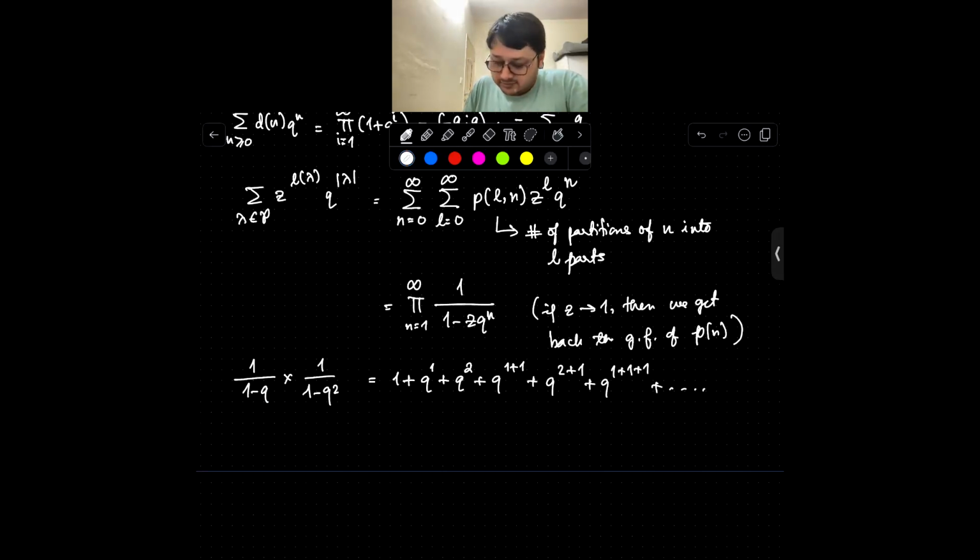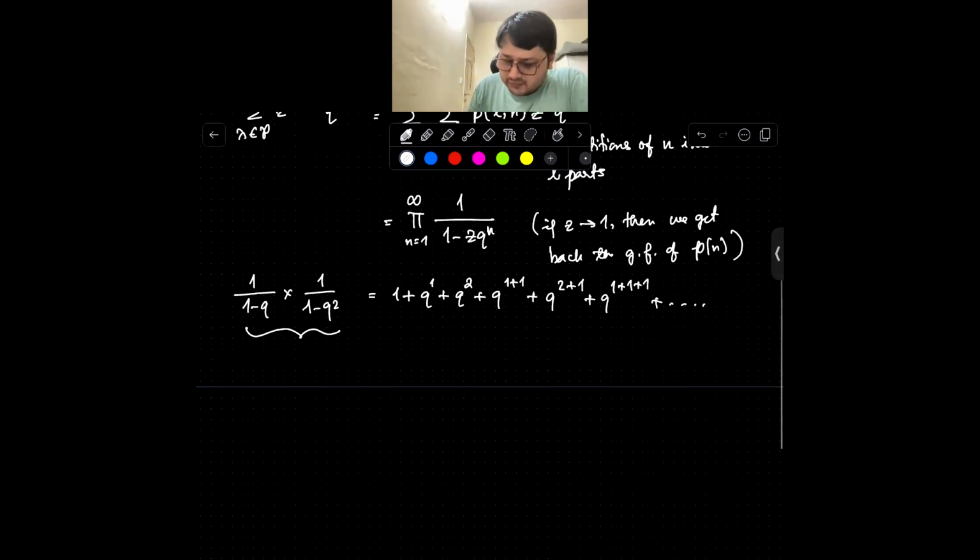Okay, so basically these two factors were generating the partitions where the parts are coming from 1 and 2 only. And if you multiply the third factor, which is 1 over 1 minus q to the 3, then you will get partitions whose parts come from 1, 2, or 3. Okay, so if you think about this, what happens if you sort of multiply a z with each of the powers of q? Okay, so let's look at what happens here.